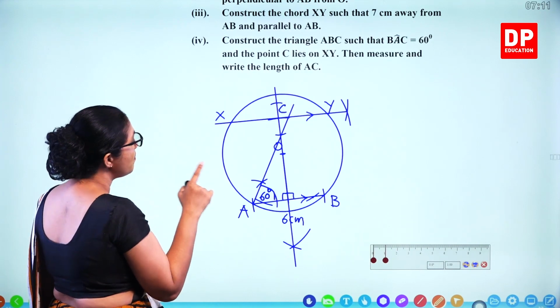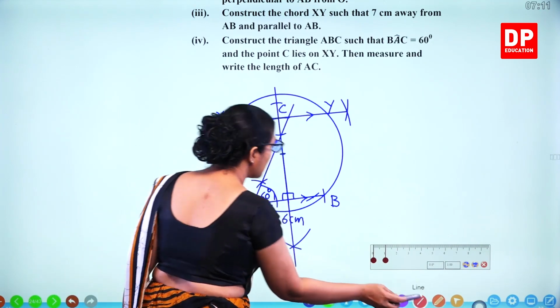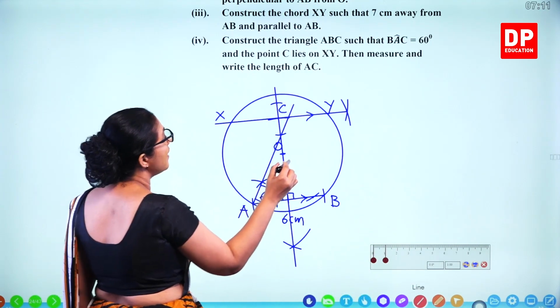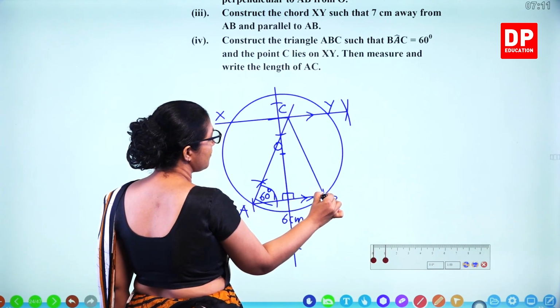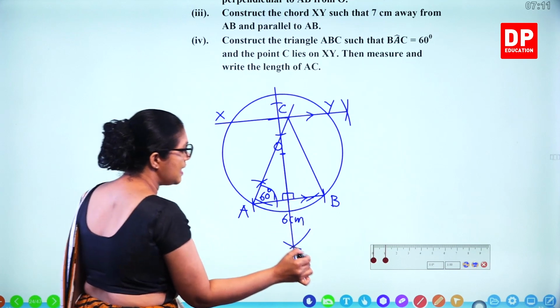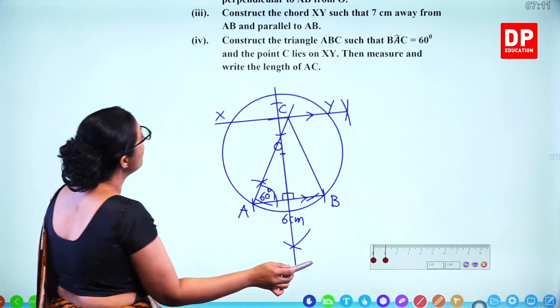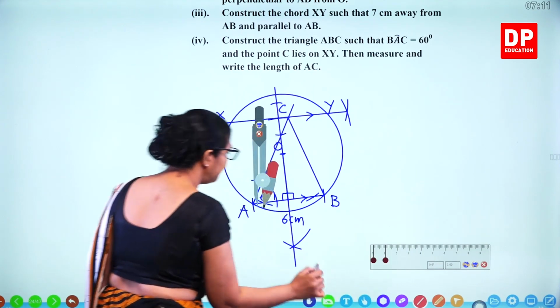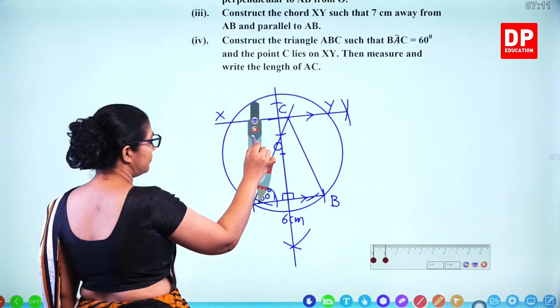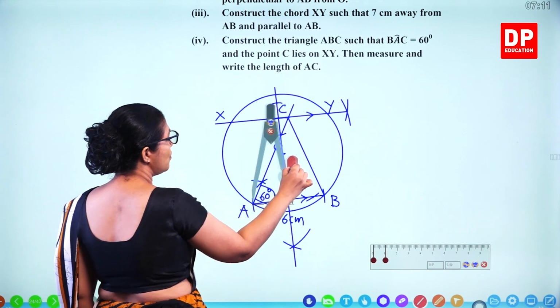And you have to measure AC. So first we'll connect AC and you have to complete the triangle ABC. So this is ABC. What's the length of AC?